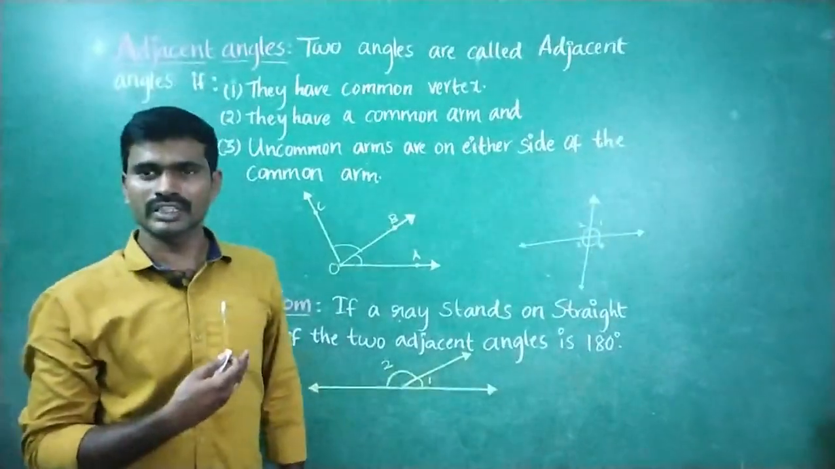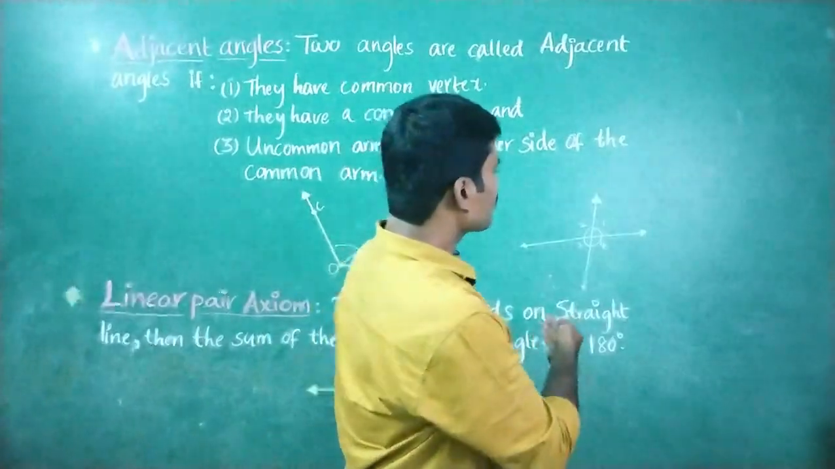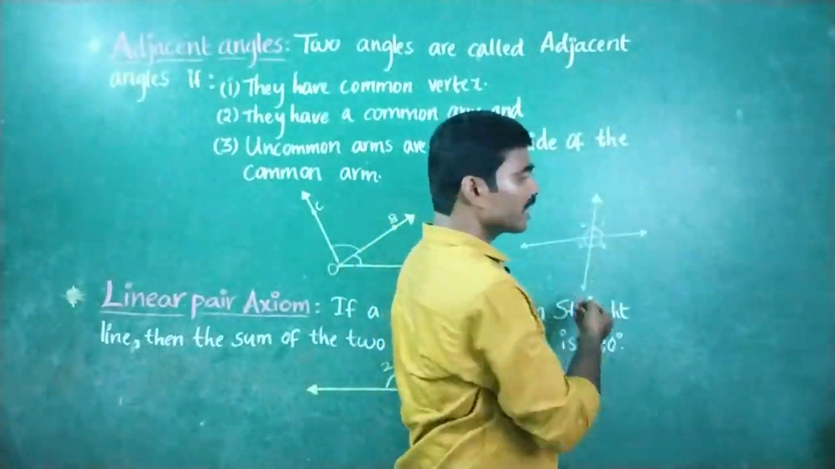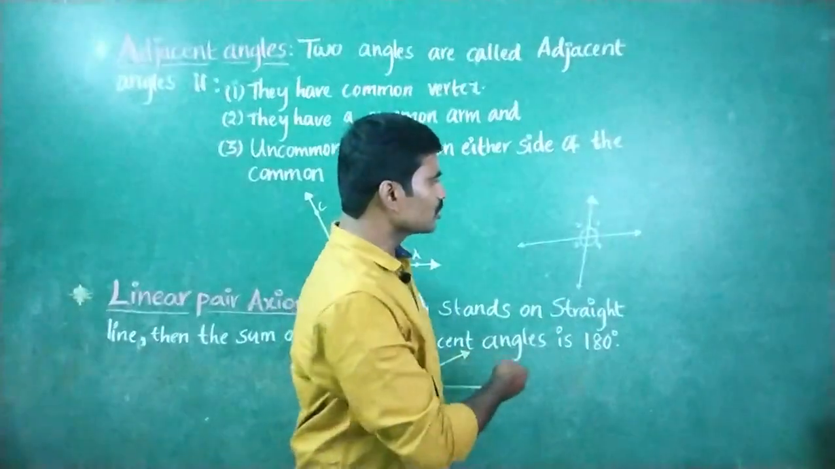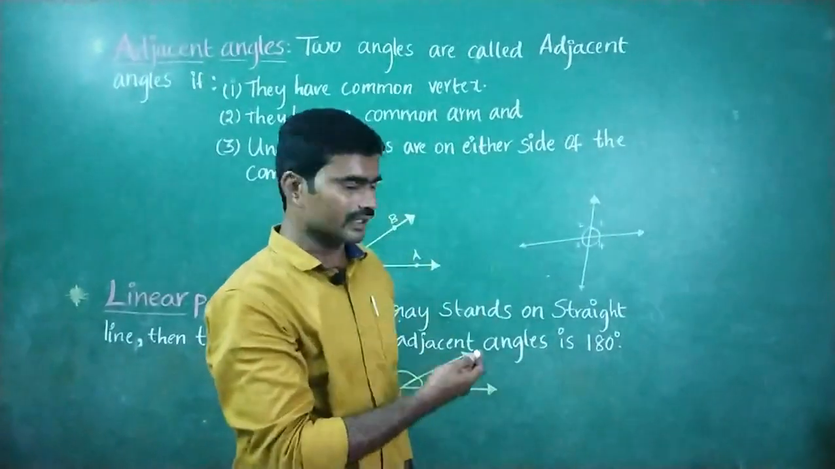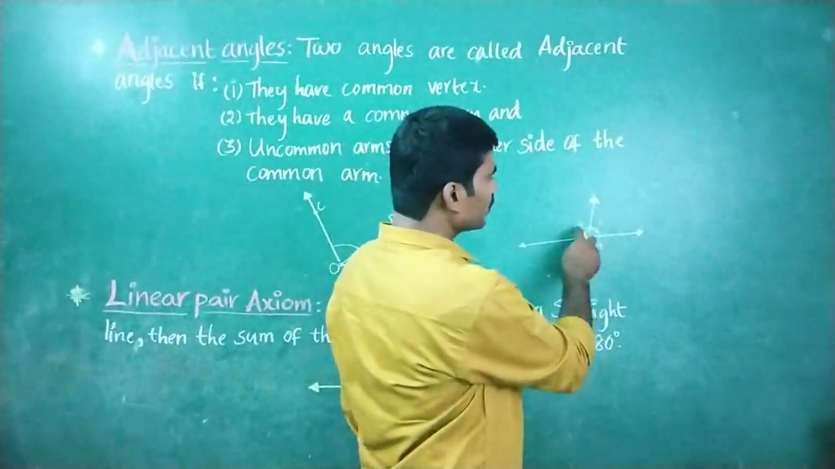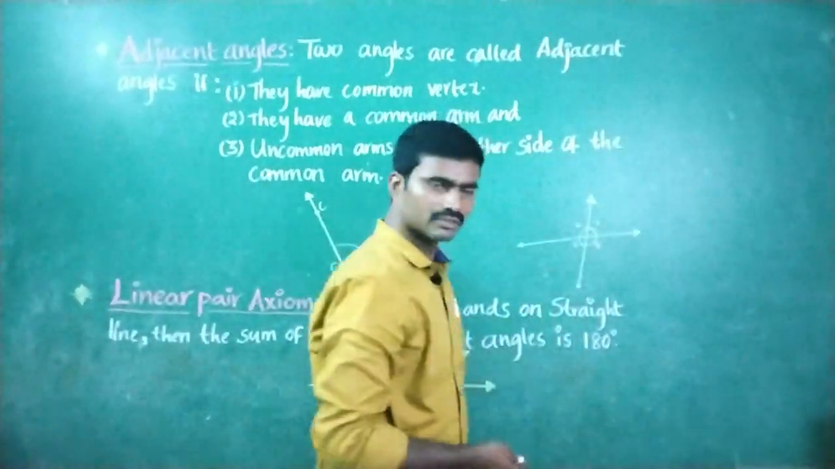Suppose we take another example. Two lines intersect. They form four angles. Here, what are the adjacent angles? Combining with 1, here 1 and 2 are adjacent angles. Why? Because 1 and 2 have a common arm and a common vertex.